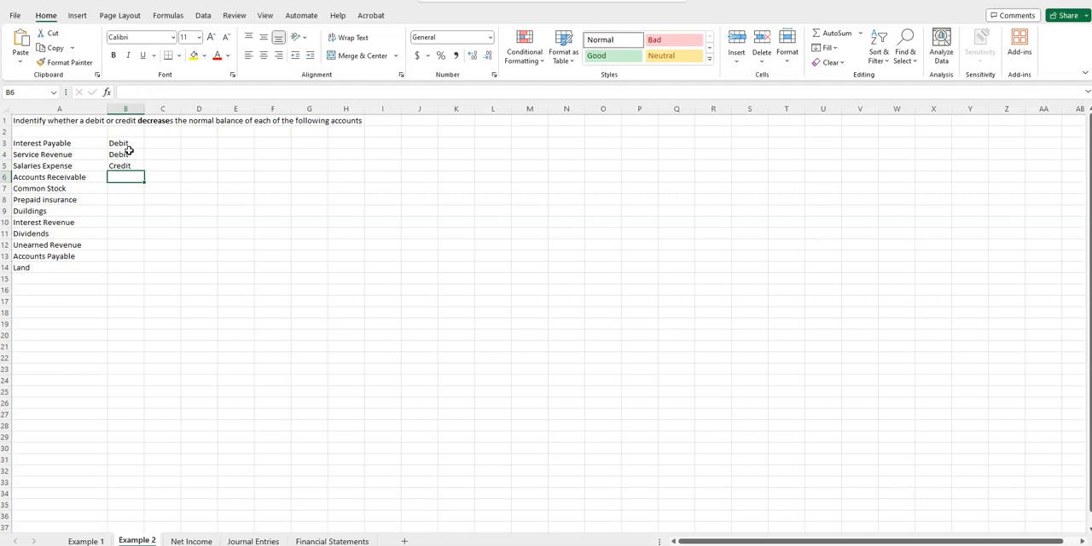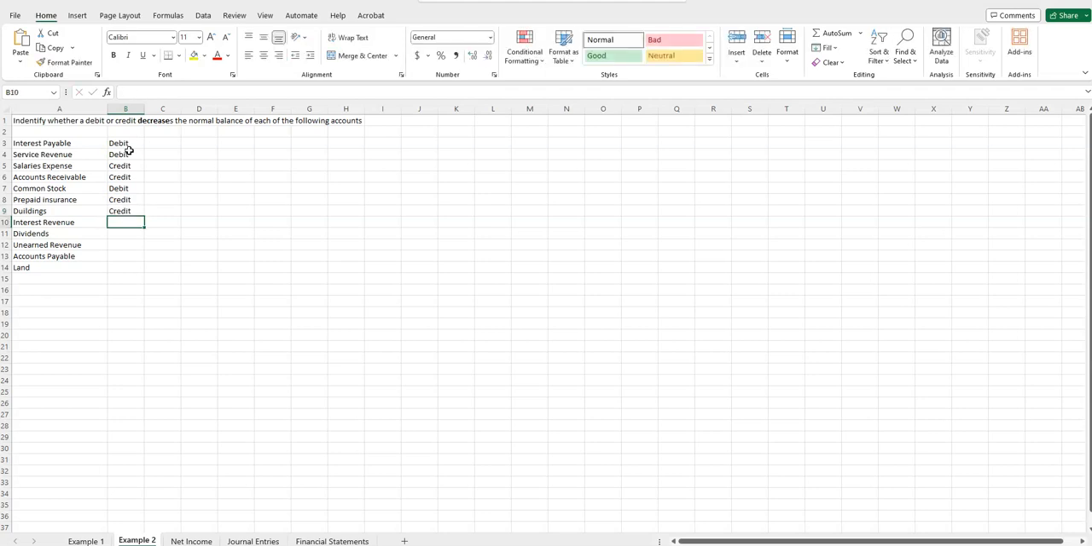Accounts receivable. So from example 1, you can remember that accounts receivable is an asset with a normal debit balance. This means that it gets decreased with a credit. Common stock, equity account with a normal credit balance. So we decrease common stock with a debit. Prepaid insurance, asset account, normal debit balance, which means it gets decreased with a credit. Buildings, great, another typo. So the buildings, asset account, normal debit balance, buildings gets decreased with a credit.